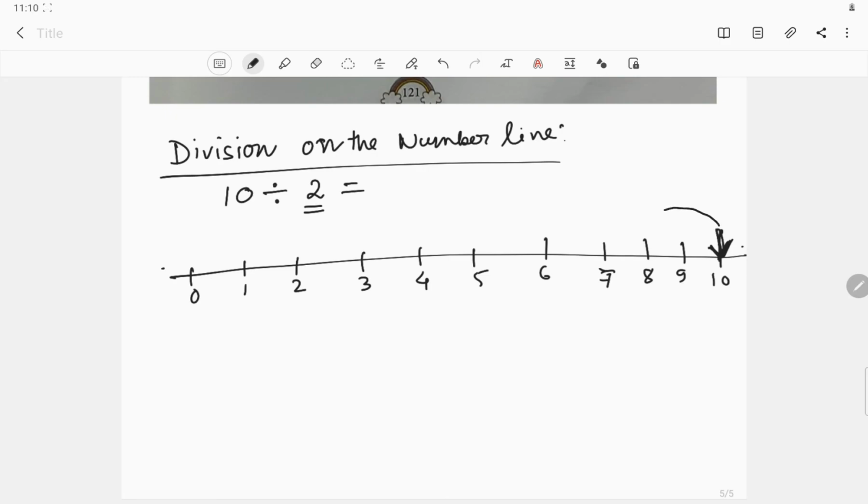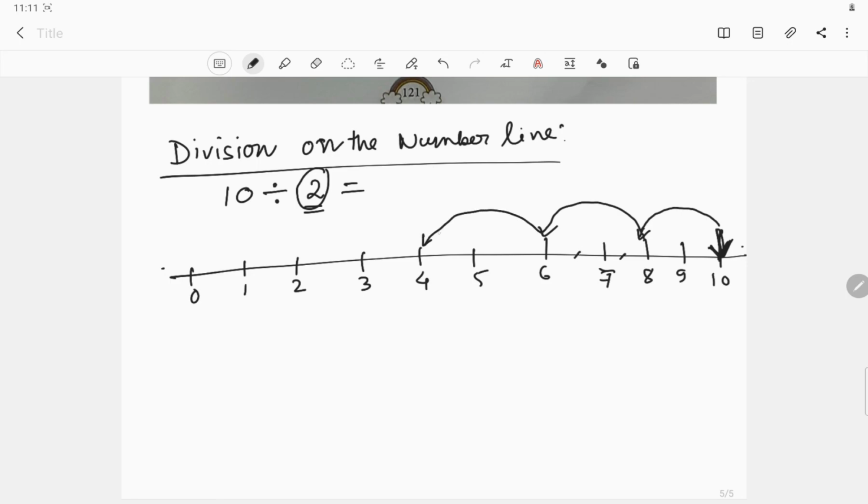So at first you will go to 8, right, and keep going till we reach 0. At first we are at 10. Because you are doing division, you have to go backward. Since you are dividing by 2, you skip only 2 spaces. So I have skipped 2 spaces. Now we are at 8. Again skip 2 spaces, 1 space, 2 space.